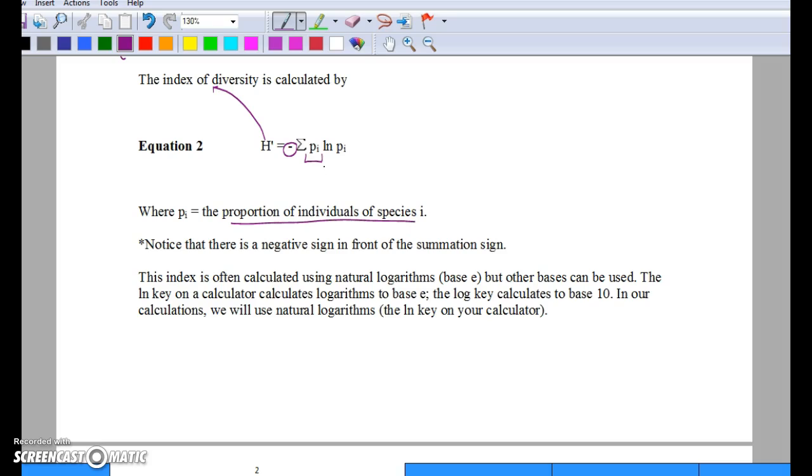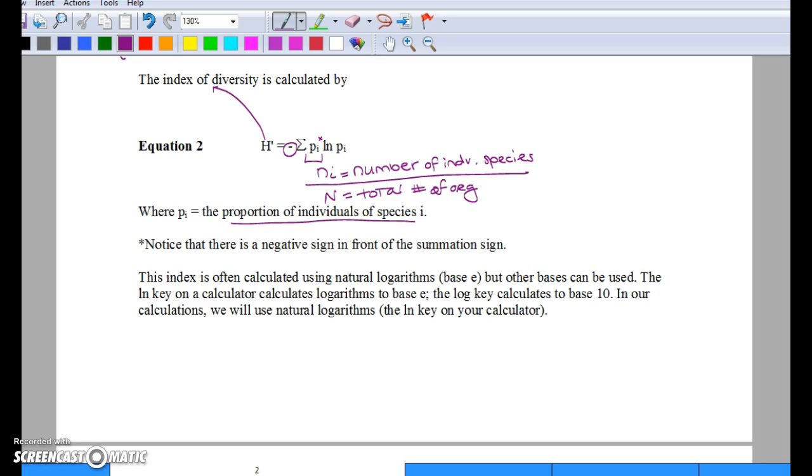Tricky thing about that is you just want to take the ni value, or the number of individual species, and then you would divide that by your N value, your total number of organisms. And then you're going to take the natural log of that same value and you multiply them together. There's an implied multiplication sign here. And remember, you have to include that negative sign. Otherwise, you're going to get a different value.